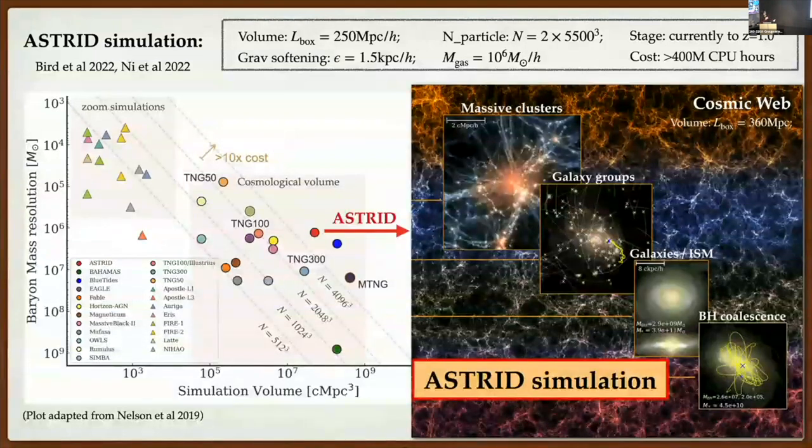It is a large volume, high resolution cosmological simulation with a box size of 250 megaparsec over h and a particle load of 5,500 cubed. Compared to simulations of similar volume, Astrid features maybe the highest resolution and the largest particle load, and probably the highest expense. So far, Astrid has cost over 400 million CPU hours. It's run on the Frontera supercomputer, started in mid 2020, and it's currently down to redshift 1. We expect to reach redshift 0.6 by the end of this year's allocation. But don't ask me when I will go down to redshift 0. I don't have a good timeline for that.